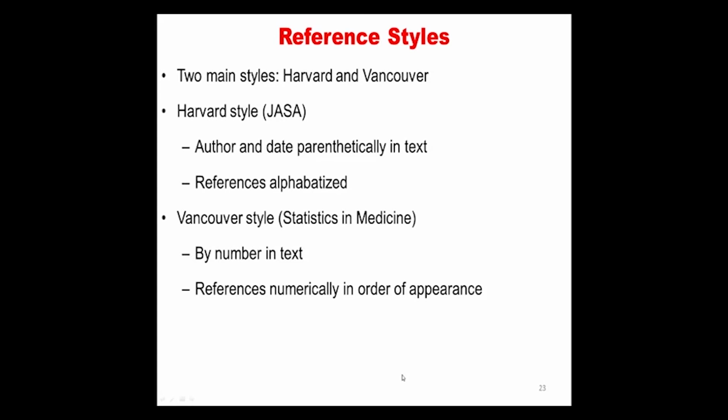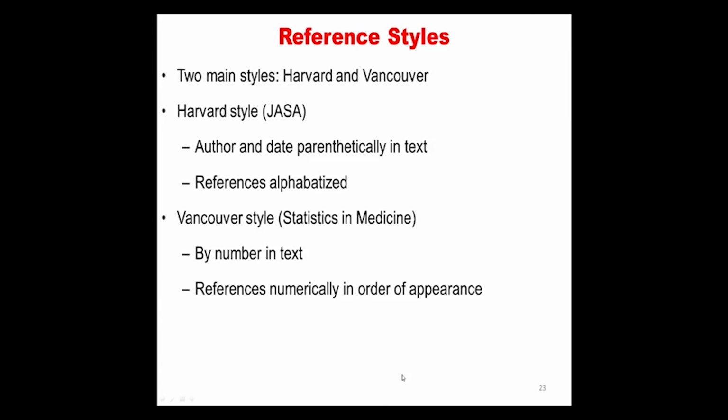There's two main styles for references. One's called the Harvard style, one's called the Vancouver style. The Harvard style is used in journals like JASA. The idea is you put in the text the author and date of the paper. Like you'll say, propensity scores have been shown to be, parentheses, Stewart, comma, 2009. Okay, refers to a paper by Liz Stewart that was written in 2009. And the references are then alphabetized at the back.